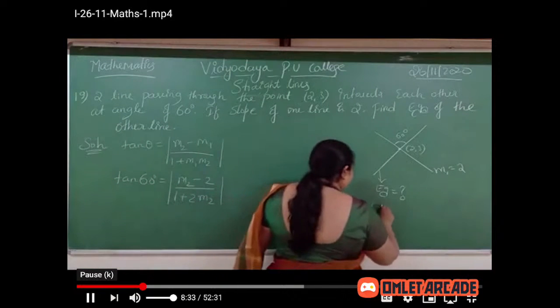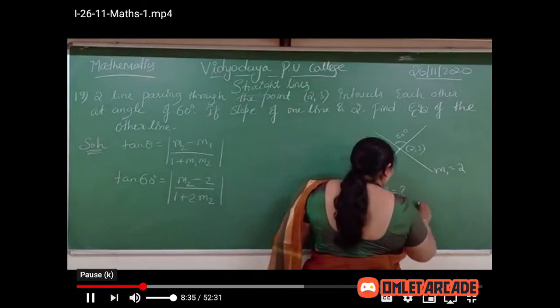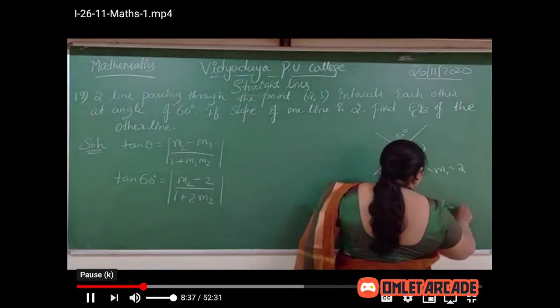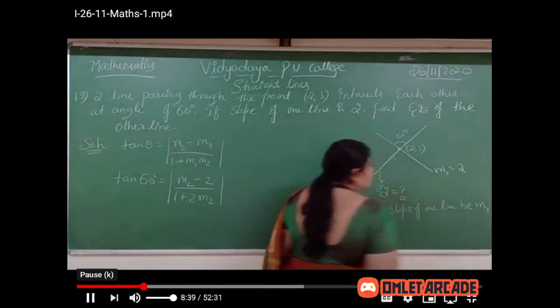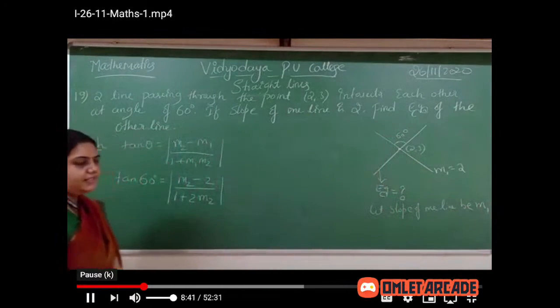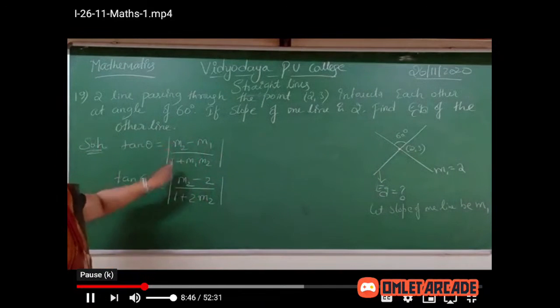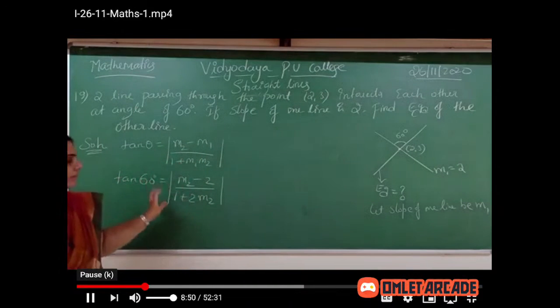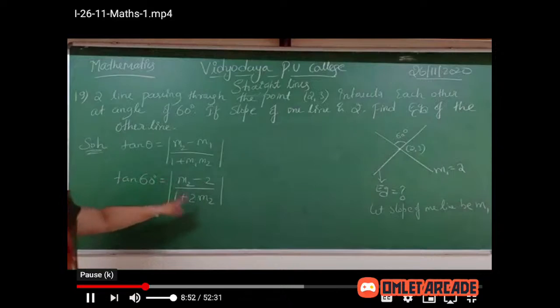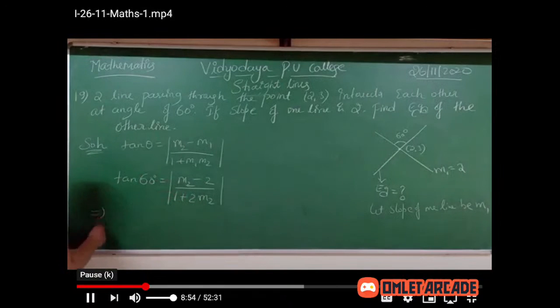So it's better if you write: let the slope of one line be m1. Is it fine? If I mention it, it will be better, isn't it? So I have taken the slope of one line as m1, so the other line will be m2. And now if you solve this, of course you will get the m2 value. This implies tan 60 degrees. So what is sin 60? Root 3 by 2, and cos 60 is half. So tan 60 is root 3.